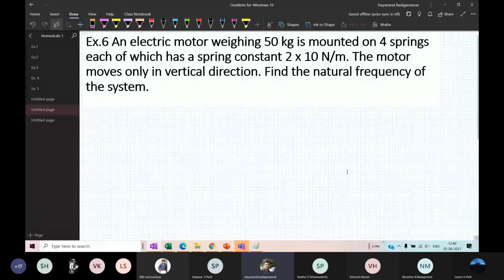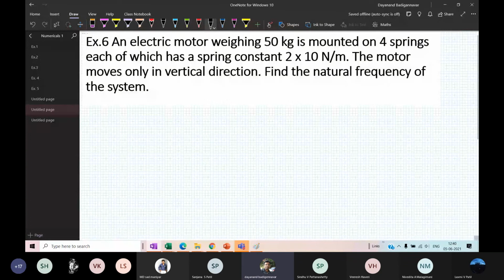An electric motor weighing 50 kg is mounted on 4 springs. Each has a spring constant of 2 into 10. I think something is missing here. It is 10 to the power of 3, the 3 is missing. Okay, fine. 2 into 10 to the power of 3 Newton per meter.